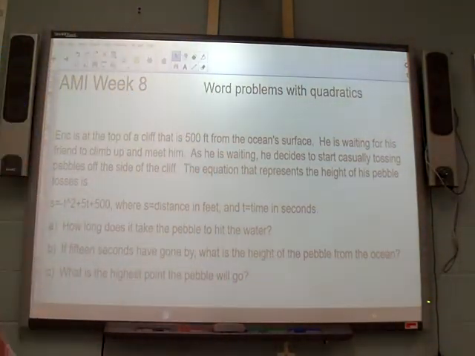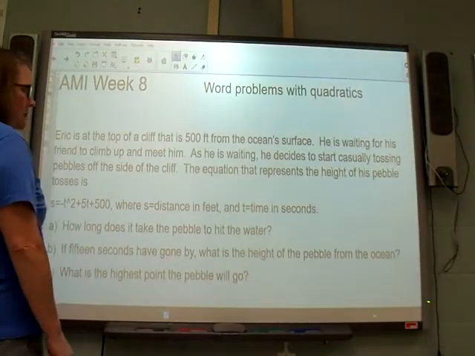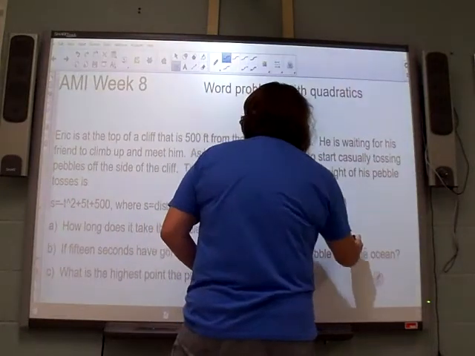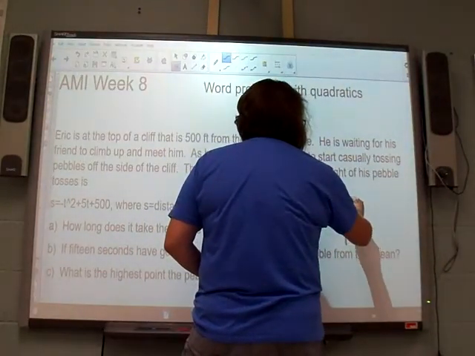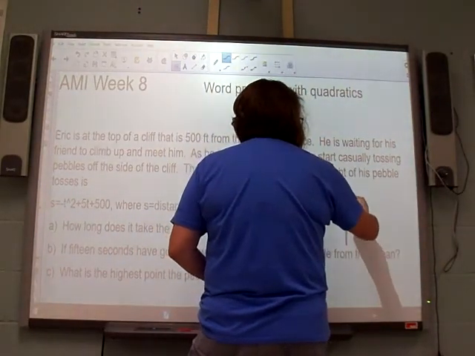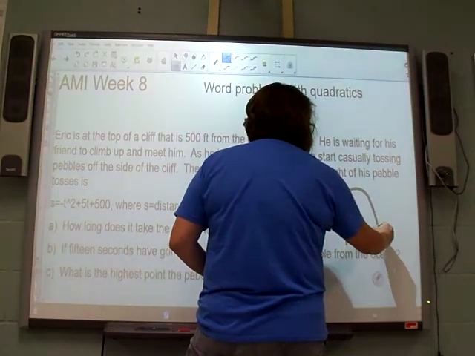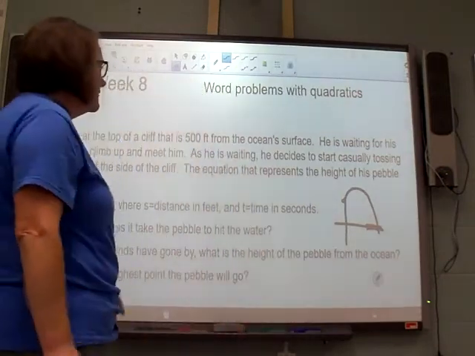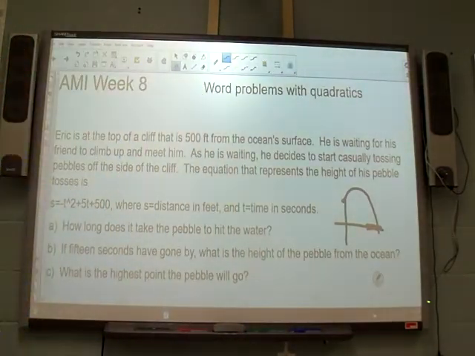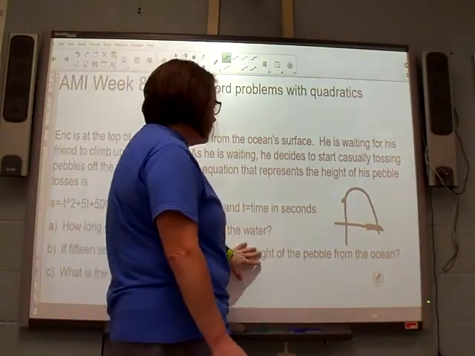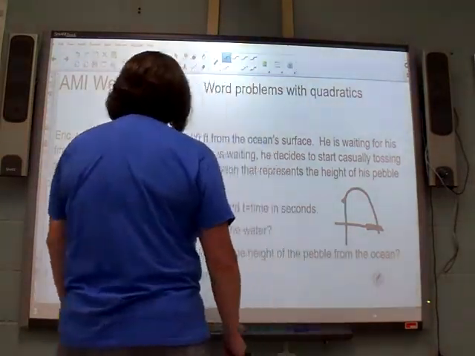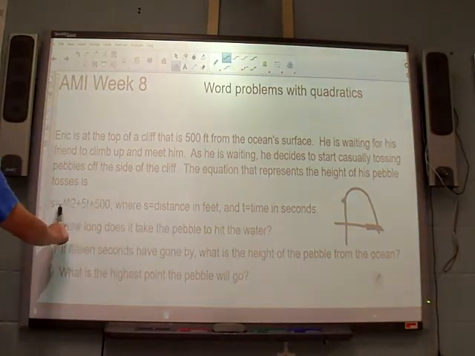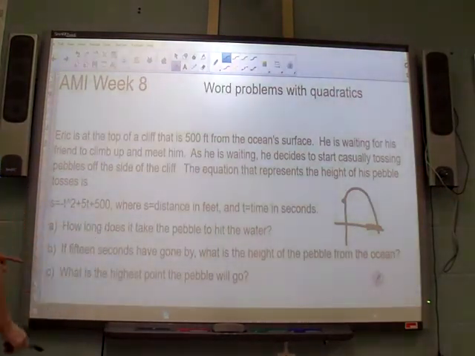So A, how long does it take the pebble to hit the water? So that would be your 0. Okay, so he's up here at 500 feet high, but he's tossing that pebble, and then it's coming down here and hitting the water. So you just need to solve your equation and find that. B, if 15 seconds has gone by, how high is the pebble? Well, t is time in seconds, so you're just going to plug 15 seconds in there in both of your t's and see how high it is.